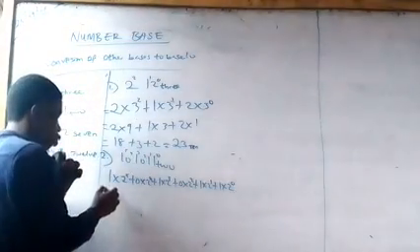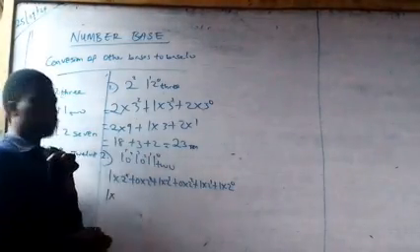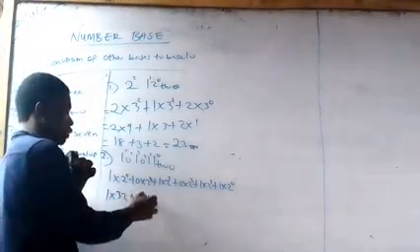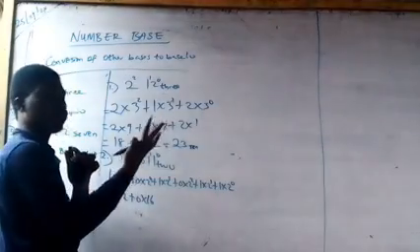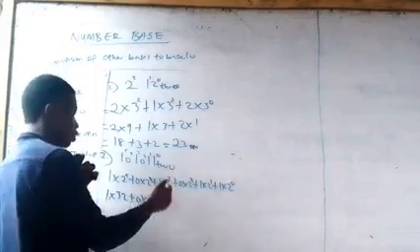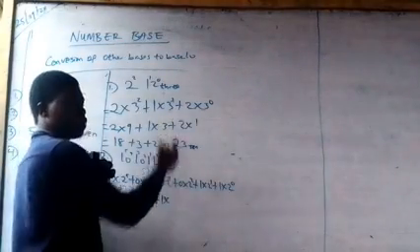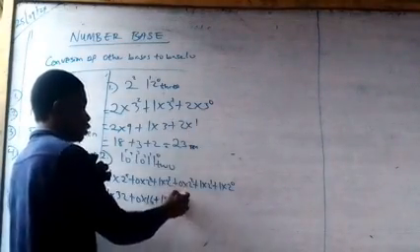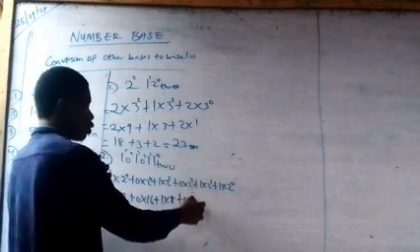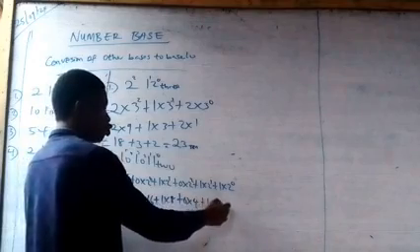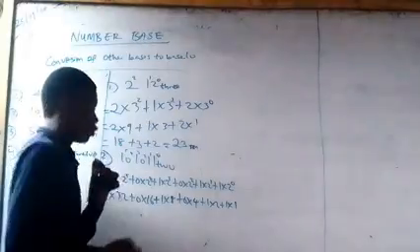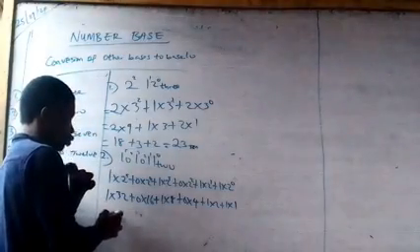So we have 1 times 2 raised to power 5, which is 32, plus 0 times 2 raised to power 4, which is 16, that's 2 times 2 times 2 times 2. Plus 1 times 2 raised to power 3, 2 times 2 times 2, that's 8. Plus 0 times 2 raised to power 2, 2 times 2, 4. Plus 1 times 2 plus 1 times anything raised to power 0, which is 1. Are you following?